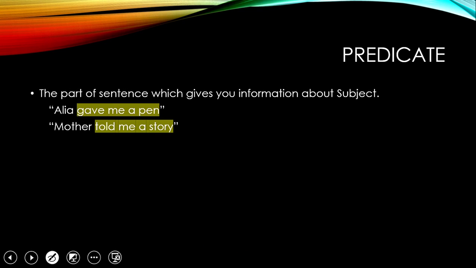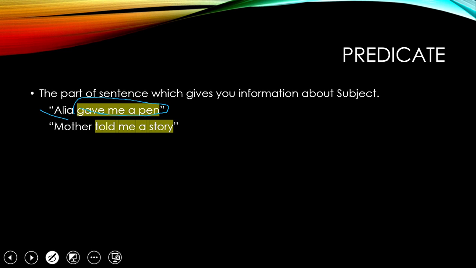Then comes predicate. Predicate is that part of sentence which gives you information about subject. For example, if I say Alia gave me a pen, so Alia was subject, and I got the information about Alia in the rest part of this sentence, that is gave me a pen, and gave me a pen would be predicate. Got it? So it is usually said that that part of sentence which has verb phrase in it would be predicate.